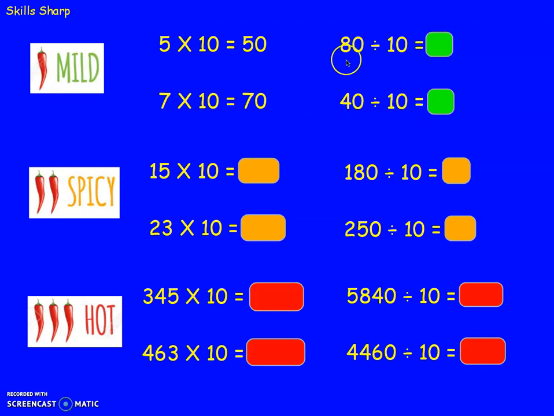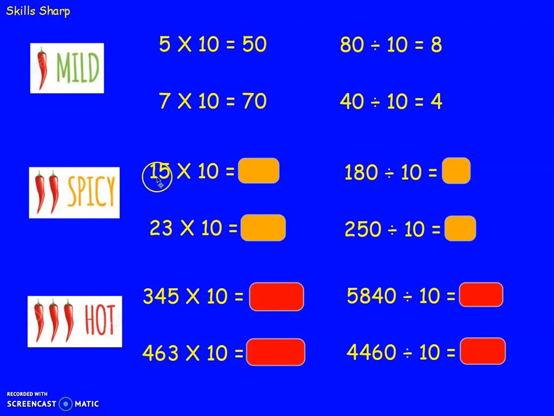Let's look at the division then. 80 divided by 10 is 8. Remember, we're just taking the 0 from the end of the number. 40 divided by 10 is 4. Well done if you got those right. Give yourself a tick.